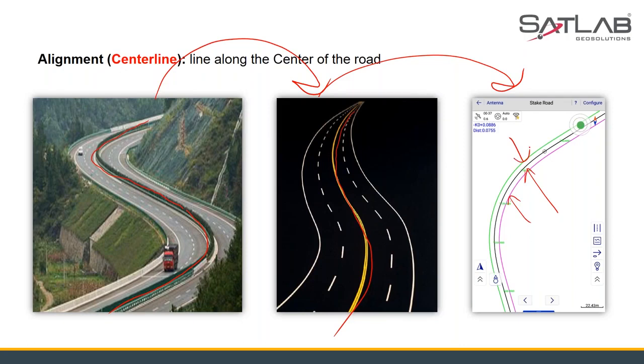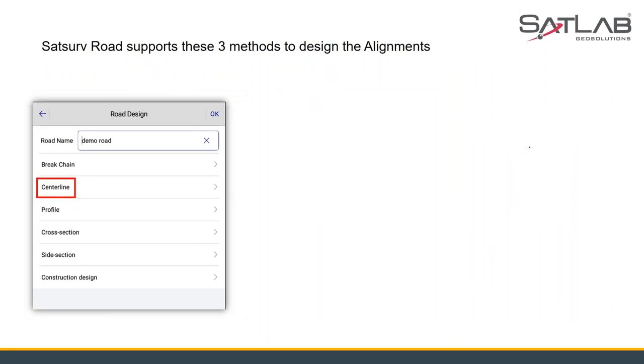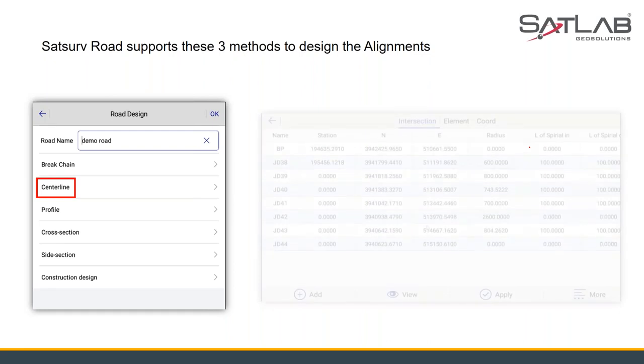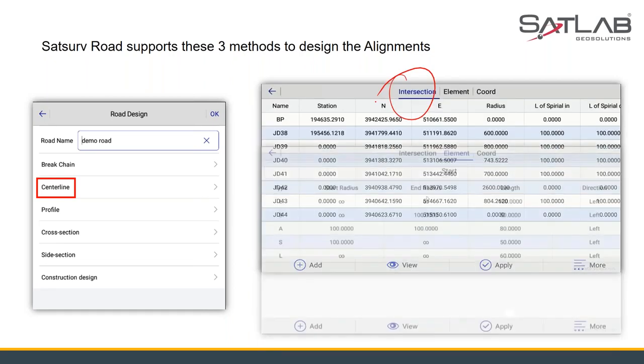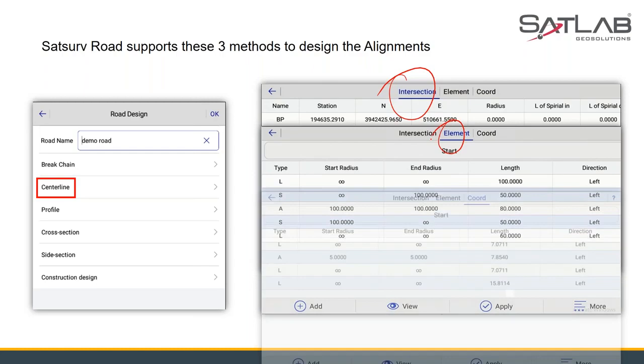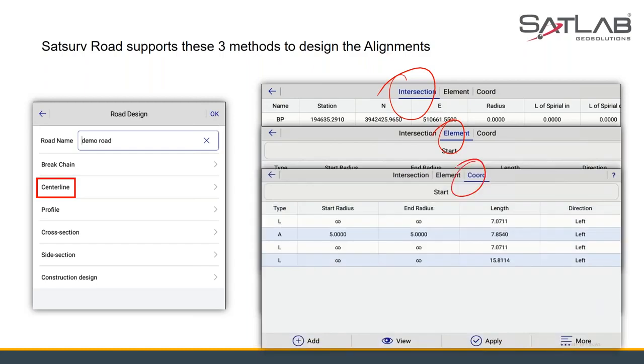So let's see what alignment is. Alignment is the center of this particular road, as we can see in the graphical representation. This yellow line is my horizontal alignment, and the same thing we have shown in our SatSurv software. So this is my center line, and these are my offsets over here. Am I being clear so far?